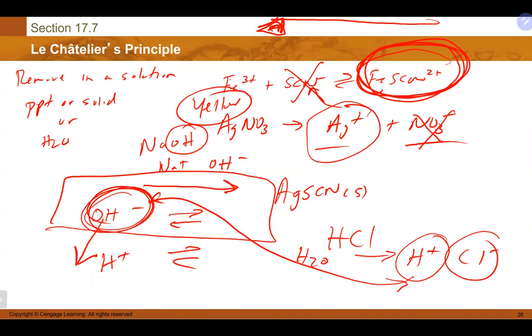But that is a very common way that you could remove something from solution. Any questions on any of that there?